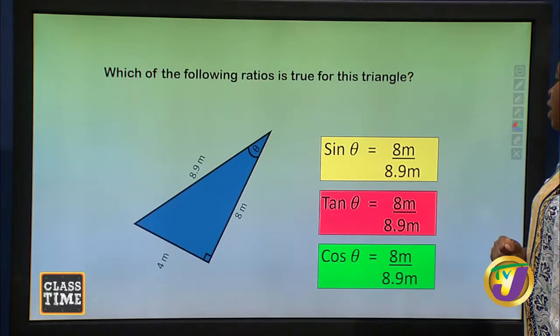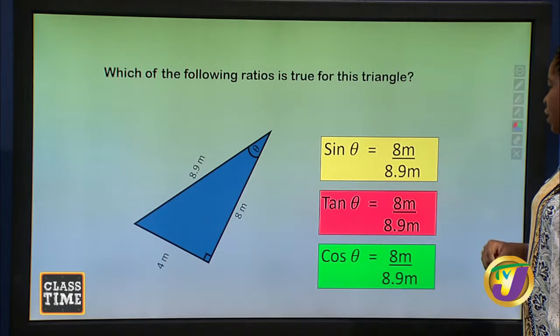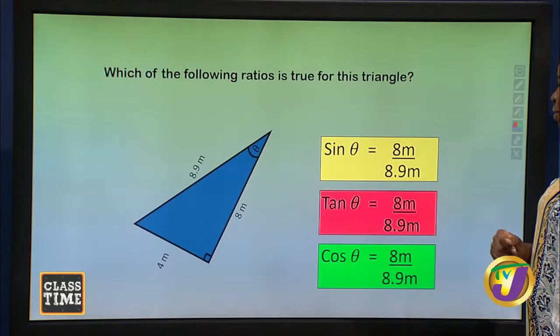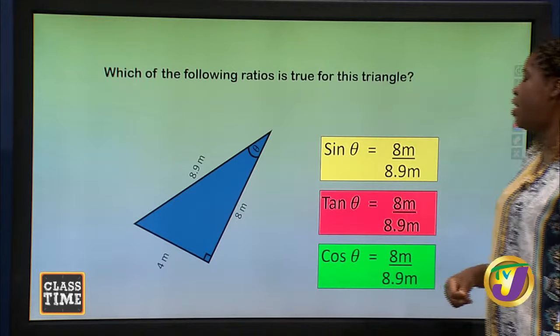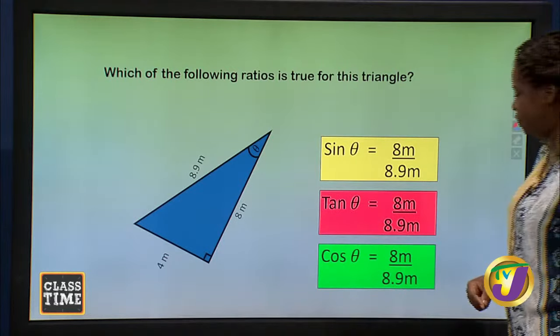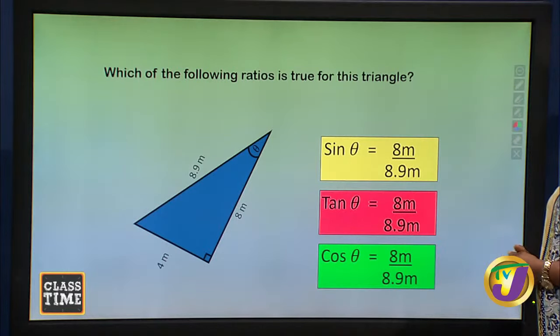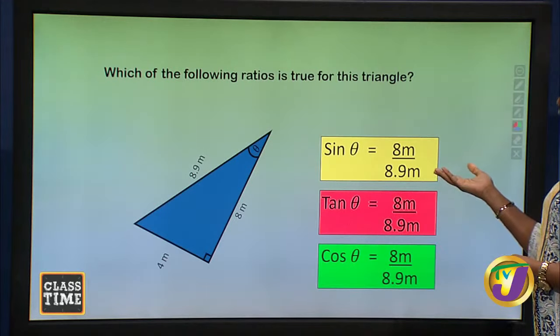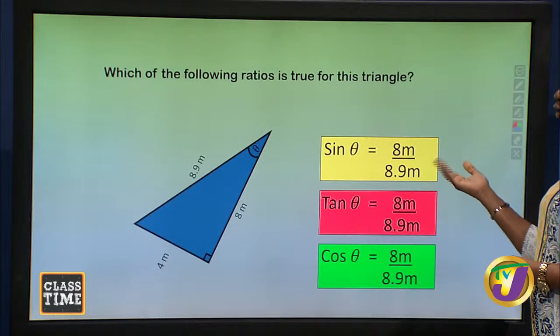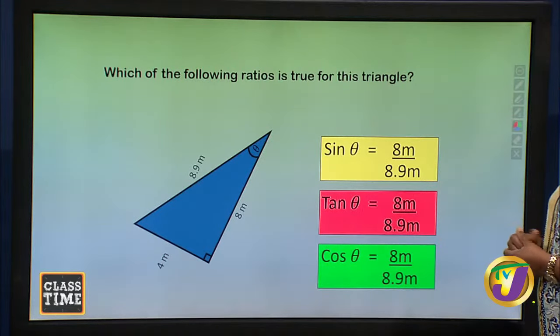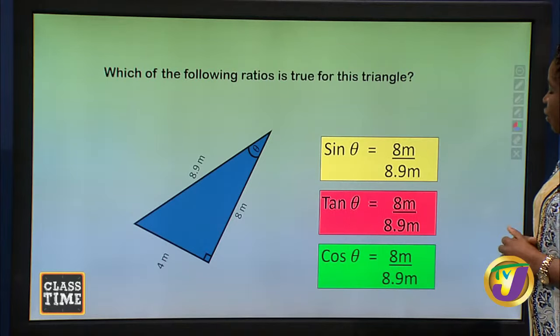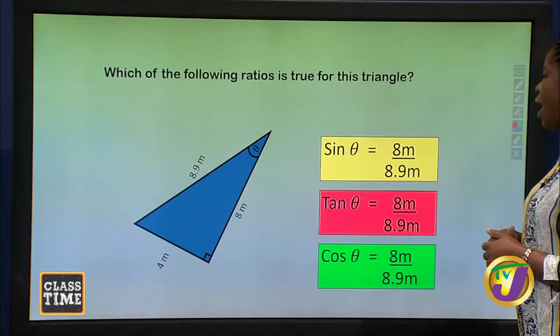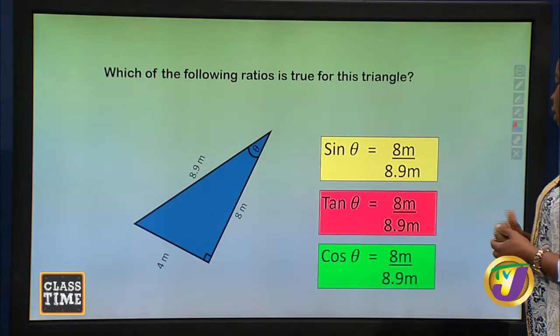So opposite to theta, we have side 4 meters. And adjacent to the angle is 8 meters. If we know that for sine theta we're comparing the opposite side and the hypotenuse side, then clearly sine is wrong. 8 meters is not opposite to the angle, so we can eliminate that one. What about tan theta? With tan, we're looking at opposite again. So clearly this one is also wrong. We can't use tan.